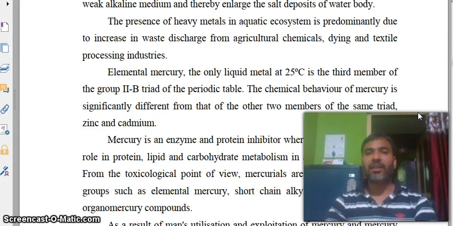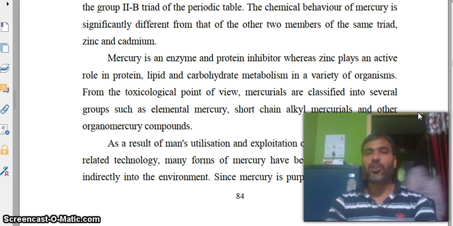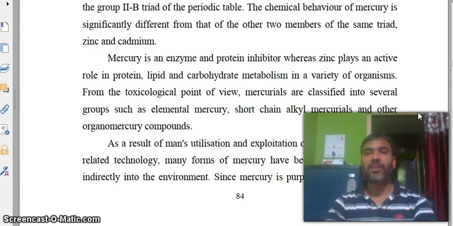Elemental mercury, the only liquid metal at 25 degrees, is the third member of the group's triad of the periodic table. The chemical behavior of mercury is significantly different from that of the other two members of the same triad, zinc and cadmium. Mercury is an enzyme and protein inhibitor, whereas zinc plays an active role in protein, lipid and carbohydrate metabolism in a variety of organisms. From the toxicological point of view, materials are classified into several groups such as elemental mercury, short chain alkyl mercury compounds and other organomercury compounds.